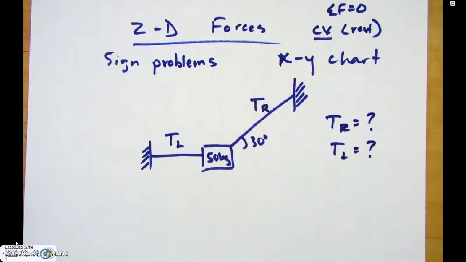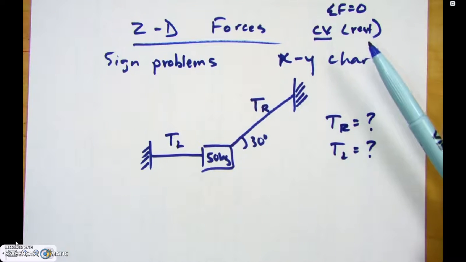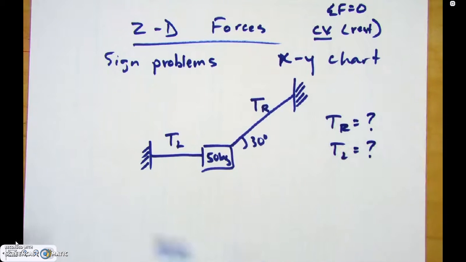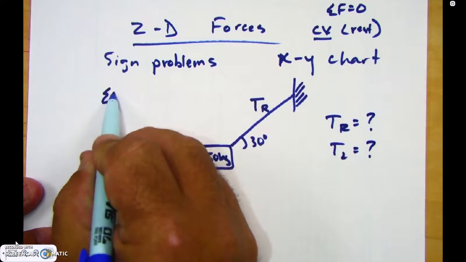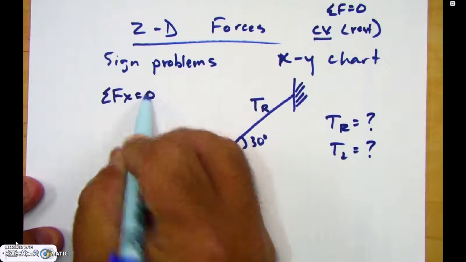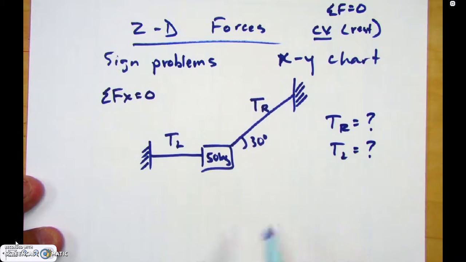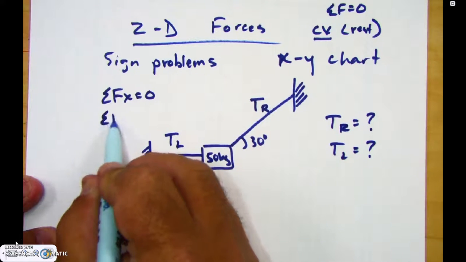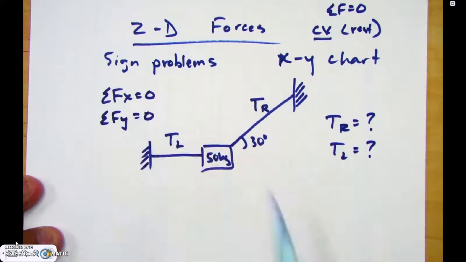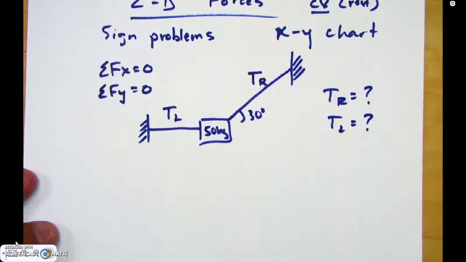Now, if you go back to your studies of math, in order to solve for two unknowns, you're going to need two equations. The two equations are going to come from the fact that the sum of the forces adds up to zero. The sum of the forces in the X direction has to add up to zero, since it's not accelerating in the X direction. And also the sum of the forces in the Y direction has to equal zero. I'm going to use those two facts to solve it.